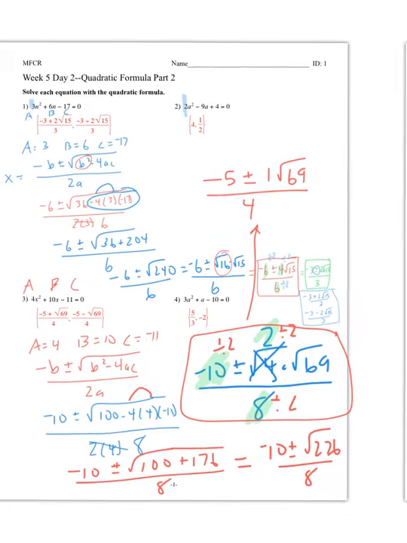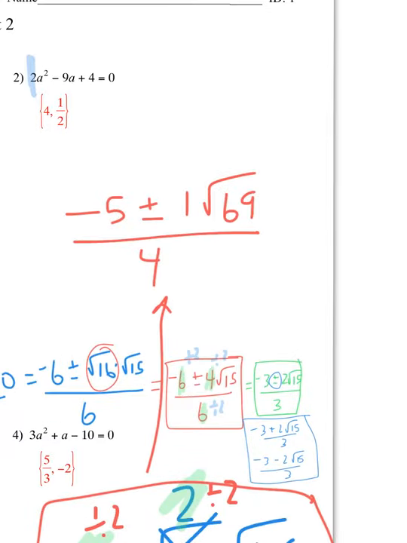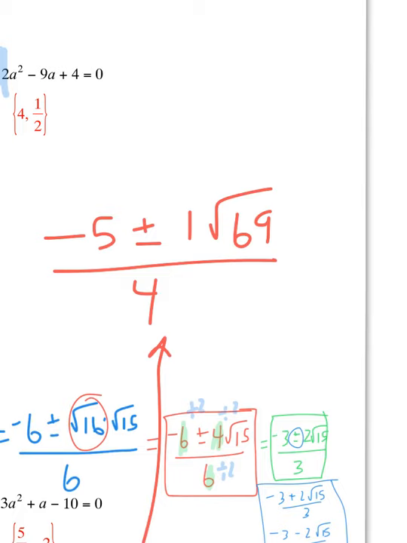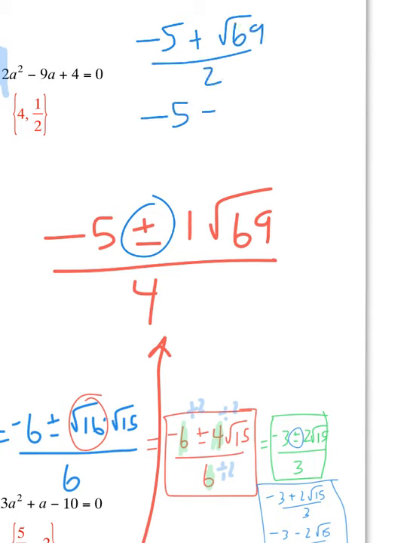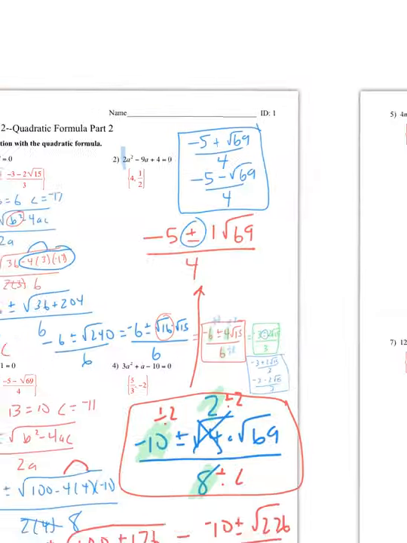Okay? Now remember what the plus or minus means. Plus or minus means I have two answers. So I'm going to have negative 5 plus the square root of 69 over 4, because I don't really need the 1. And then negative 5 minus the square root of 69 over, should be 4, excuse me. I do not know why I said 2, so don't make that mistake. This should be a 4. I think I'm just used to having 2 on the bottom, but it is clearly a 4. So then those are your 2 correct answers.